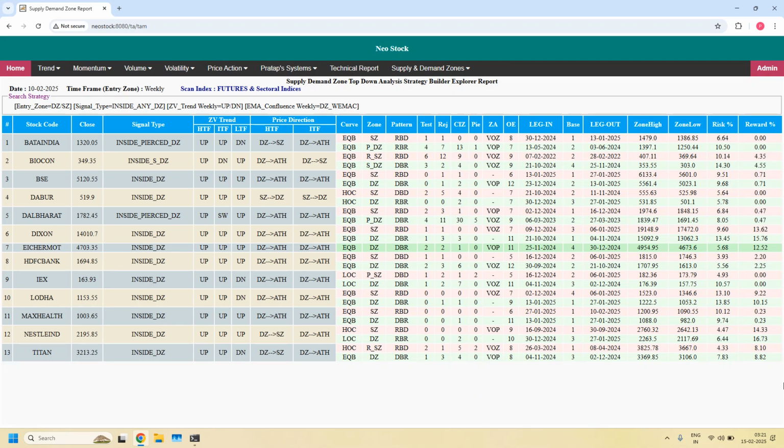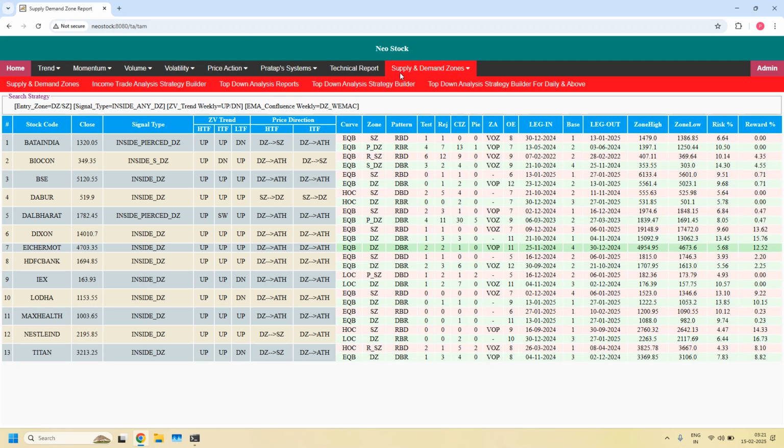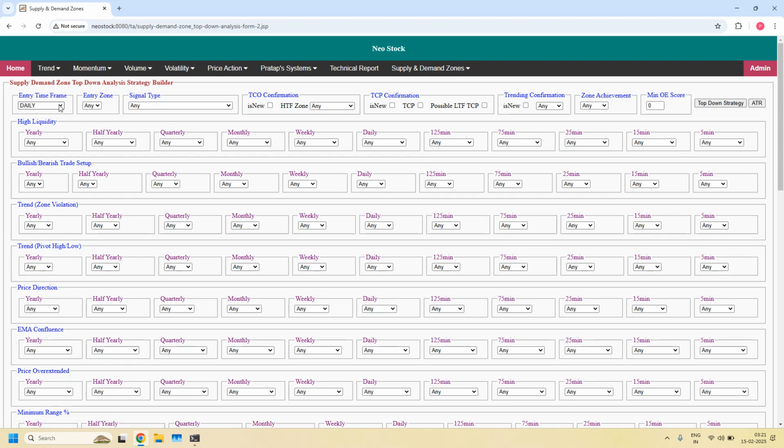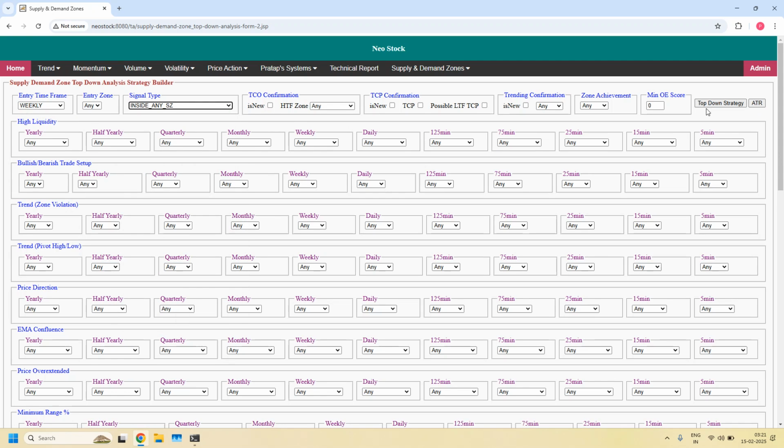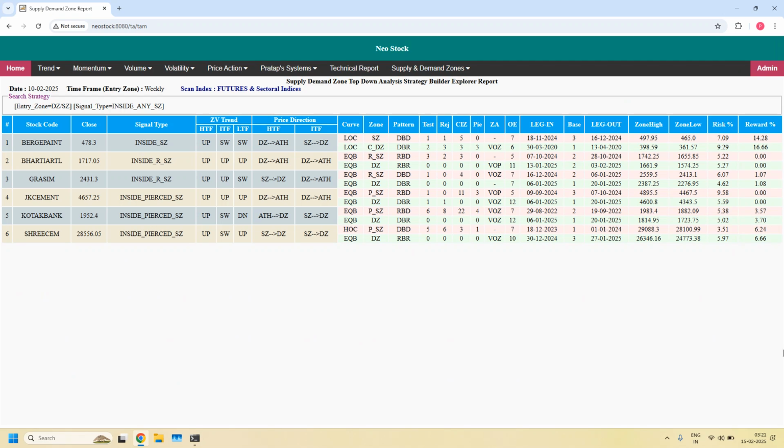Okay, this is about price closed inside weekly demand zone. Next, weekly time frame. Price closed inside weekly supply zone. We got 6 stocks. Out of these 6, how many supply zones are having weekly EMA confluence? We can further filter.